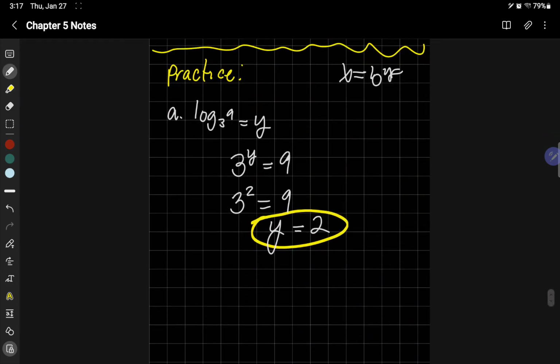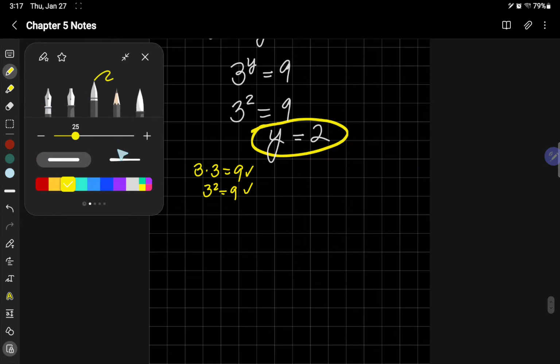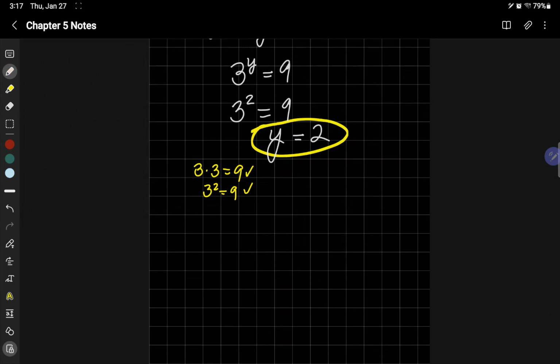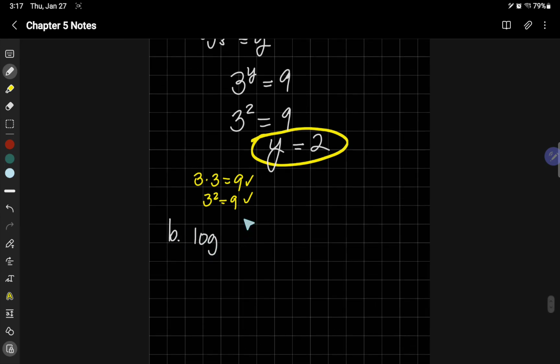And when you do this, 3 times 3 equals 9. So that's why you get 3 to the power of 2 equals 9. And that answer is correct, y'all. We're going to do another practice here. Equals y. Oops. What kind of writing is that?